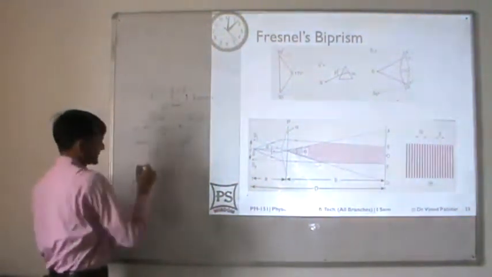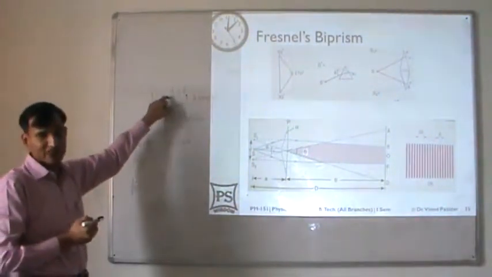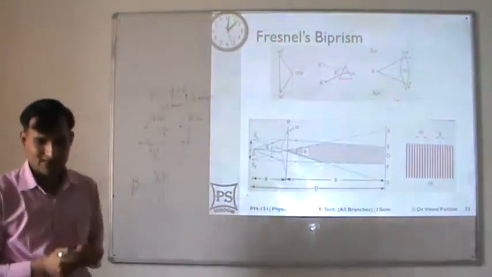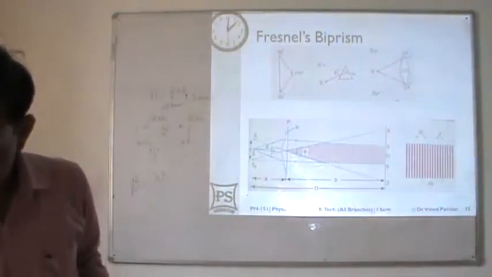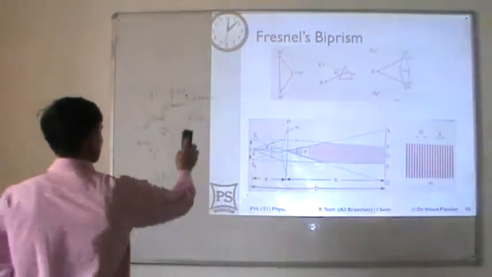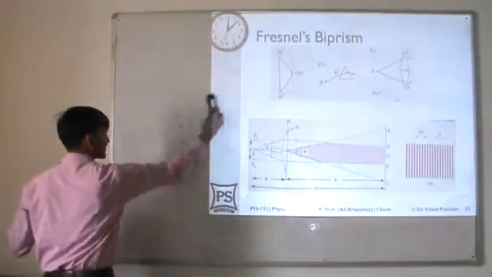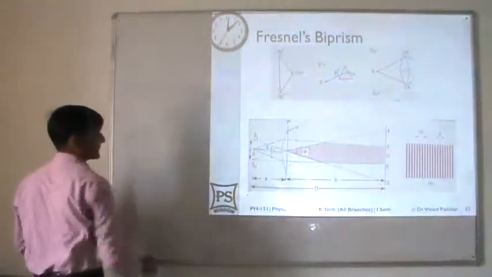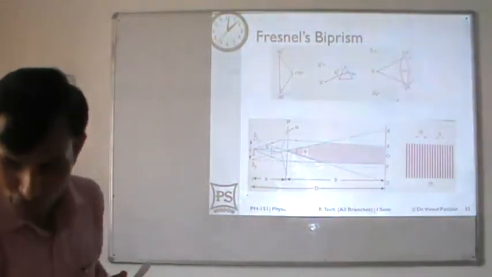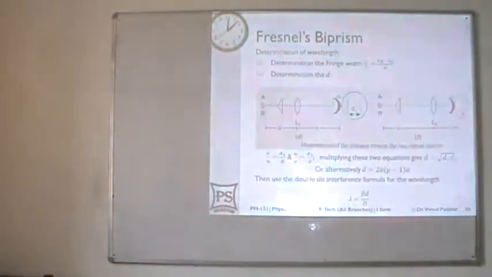So we will determine this small d with the help of the experimental setup. Okay, and the next slide. So this is how the interference pattern is produced using the Fresnel biprism. Now we'll move on to the next, how we can determine the wavelength of a given source.